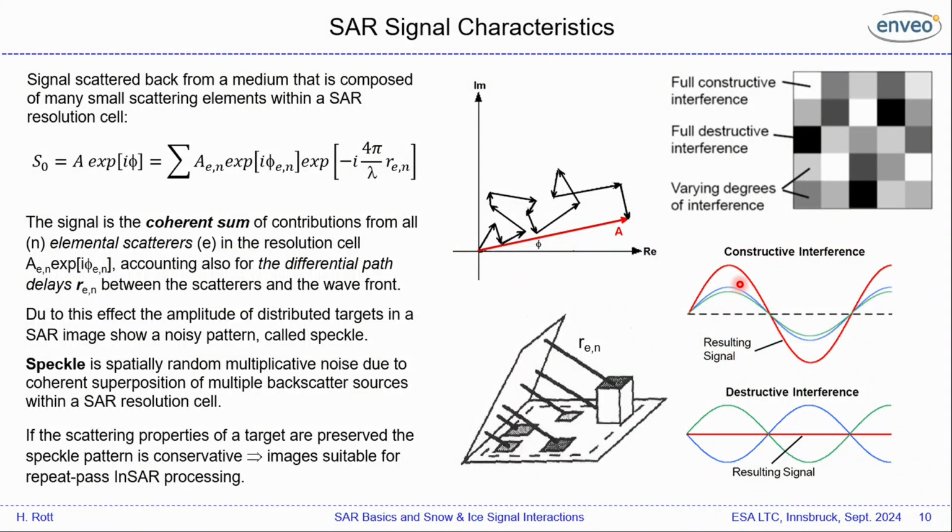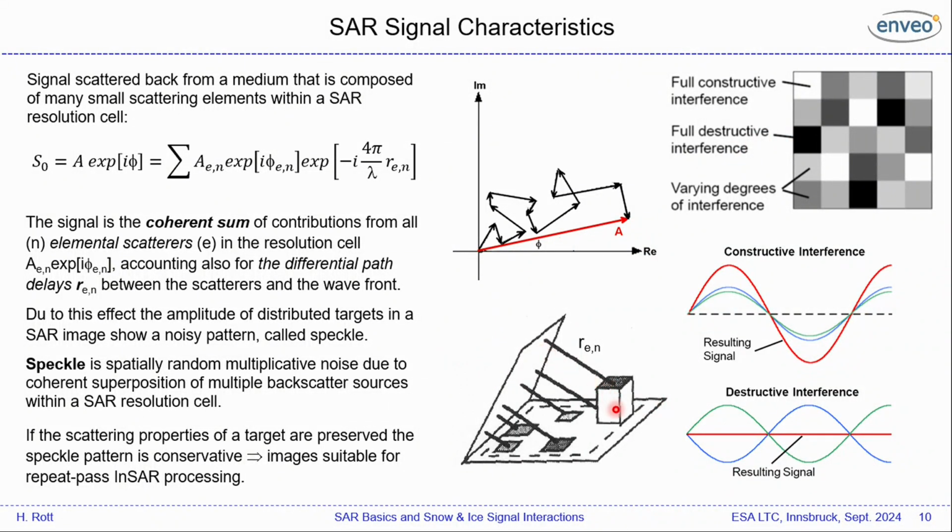Then this is an example of fully constructive interference. All signals at maximum have the same phase. This would be fully destructive interference. They cancel out, and everything in between. And this is the case also if we have all these individual points in a single pixel.